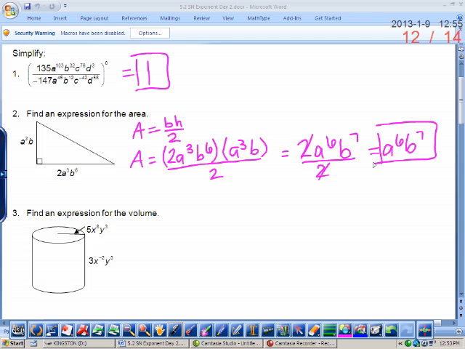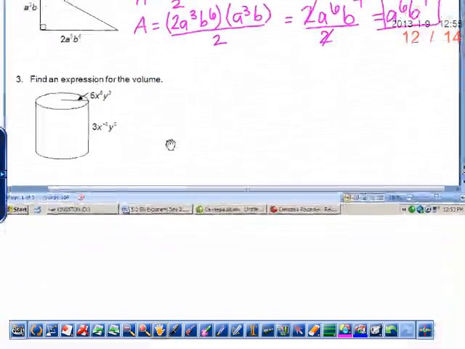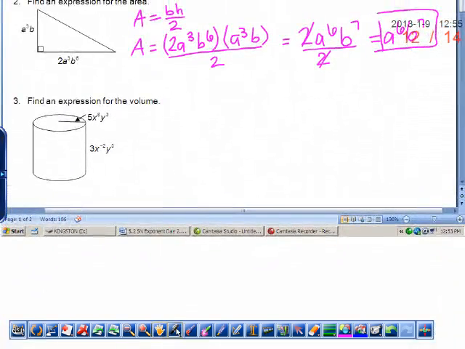Okay, let's look at 3. What type of figure is this? Cylinder. What's the formula for volume of a cylinder? Okay, and what's the area of a base of a cylinder? R squared. So pi r squared h.